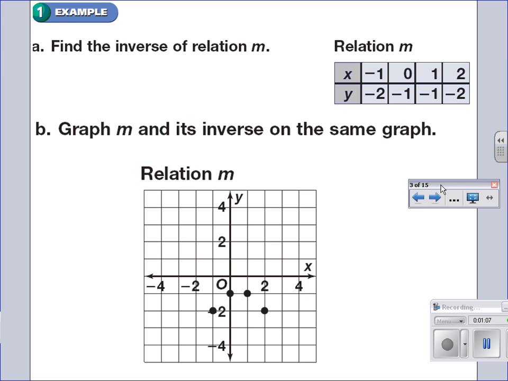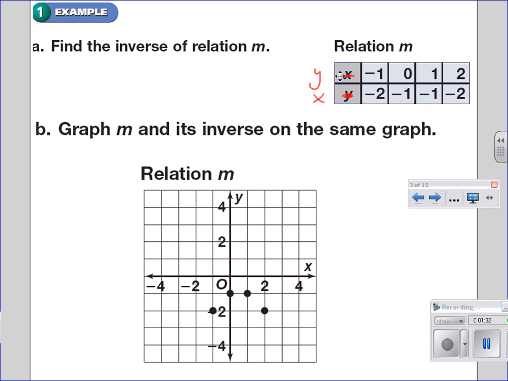Okay, so now in a graphical sense, if this is relation M, and I don't know whether it's a function or not, just a relation, if I want to find the inverse, pretty simple. All I do is say, well, this is now a y, and this is now the x's. Okay, that's all you're doing. You're taking the x's, making them y's, y's making them x's.